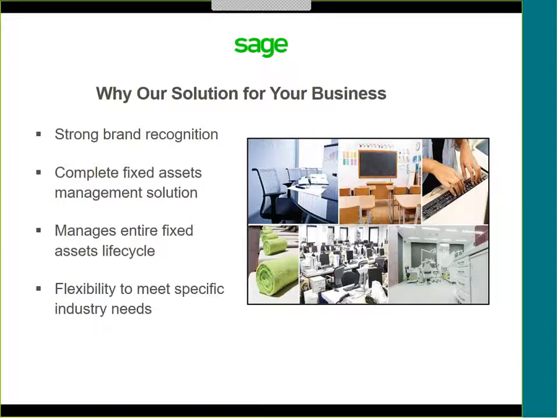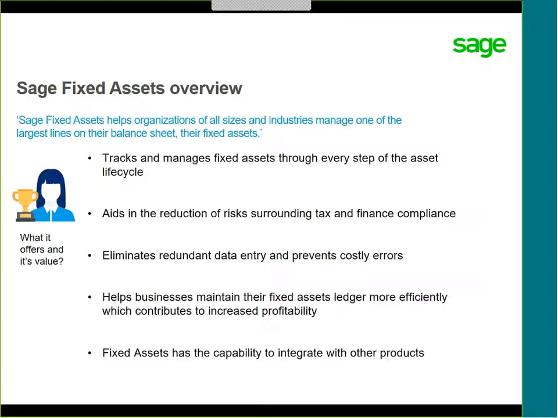Okay? So, just a quick overview of our solution. We have, like I said, 4 modules that allow you to track and manage your assets through the entire life cycle, reducing all of the various risks surrounding especially tax and finance compliance, because our system is updated twice a year. So you're always going to be up to date with the latest tax code. I'll also show you a few things in the solution that are going to help you eliminate redundant data entry and errors. Okay?